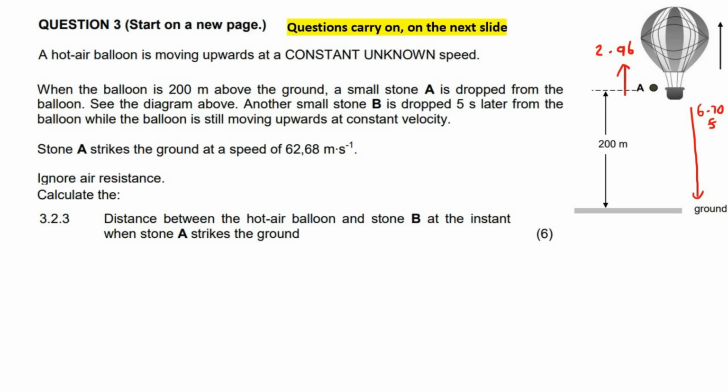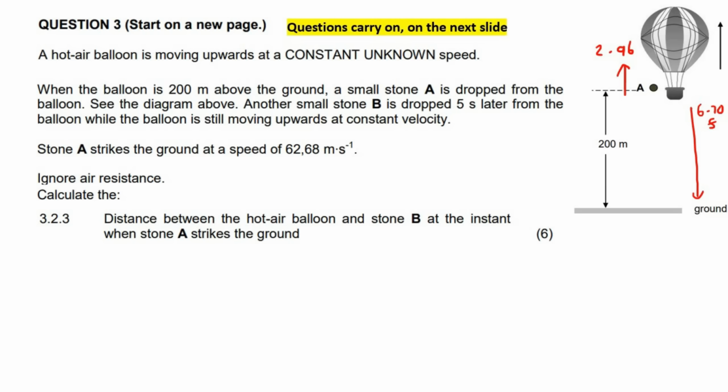Okay, so it says when the balloon, okay, we already saw that. Stone A strikes the ground. Okay, so we did all of that. Then it says calculate, they love to ask this kind of question. Calculate the distance between the hot air balloon and, there's also a stone B. This is interesting. Calculate the distance between the hot air balloon and stone B at the instant when stone A strikes the ground. Okay, so this isn't too bad.